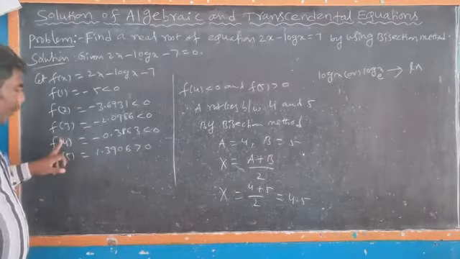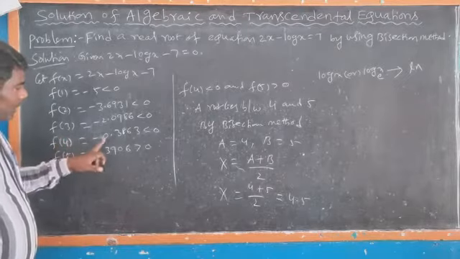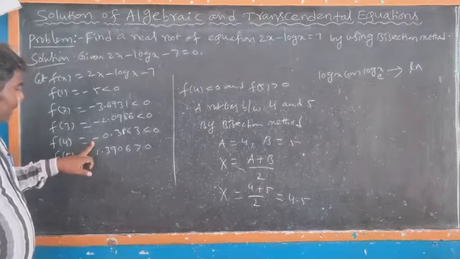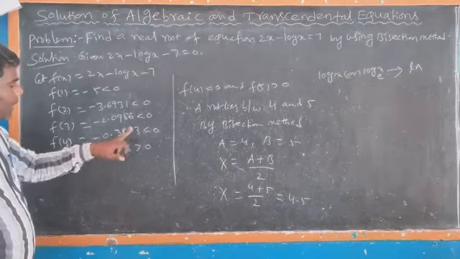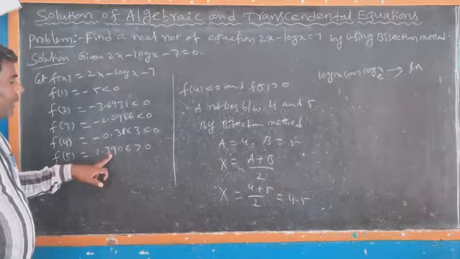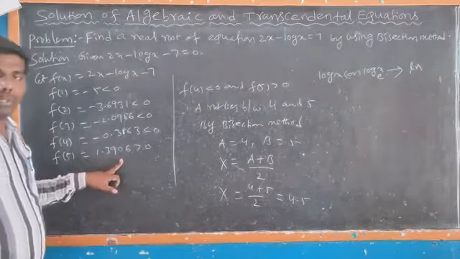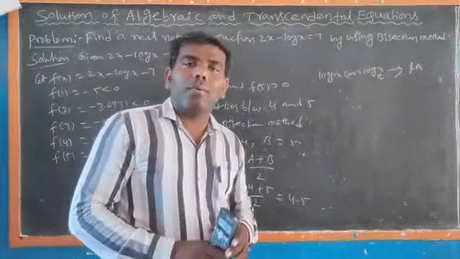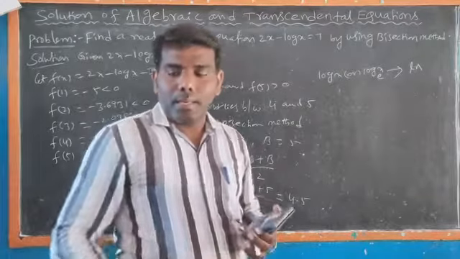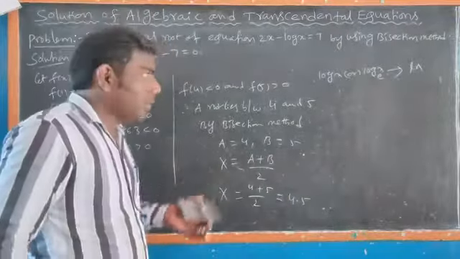But 5 is near to 4. This value is minus 0.3863 and this value is 1.3906, so it is very near. That is why the root lies between 4 and 5. We have to take the root lying between 4 and 5.